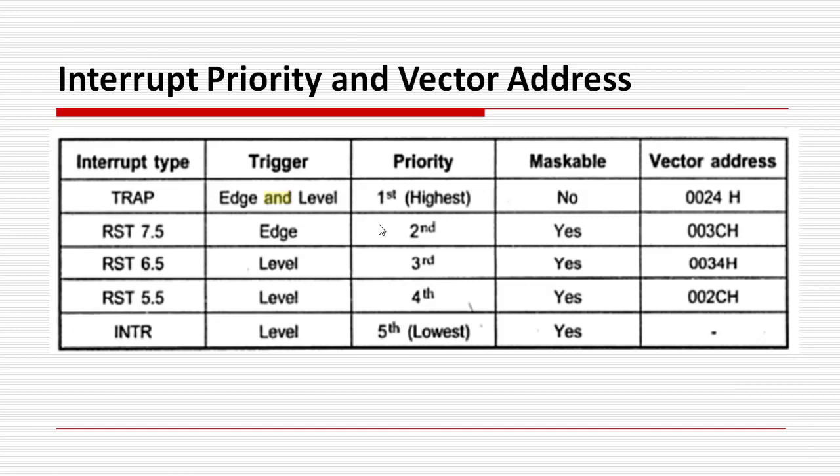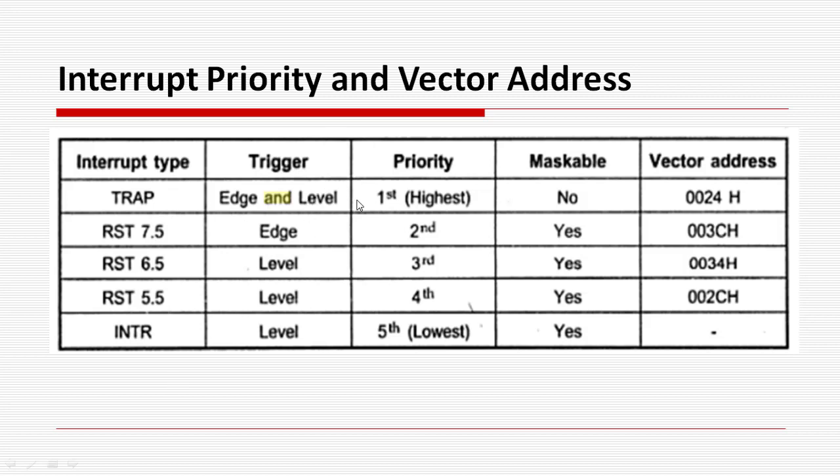Then the priority and the vector interrupts of the 8085. Priority means, if two interrupts are enabled simultaneously, for example TRAP and RST 5.5, TRAP has the highest priority, so the microprocessor stops the current execution and goes to location 0024. RST 5.5 will be in the waiting state. For that we need a priority level. TRAP has the highest priority, then the next priority is 7.5, then 6.5, 5.5, and INTR has the least priority.